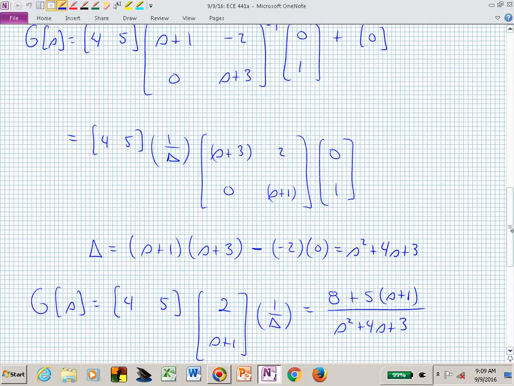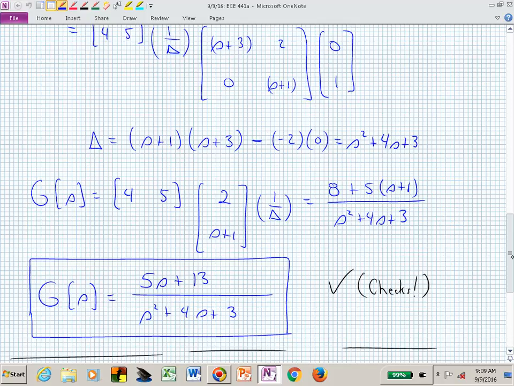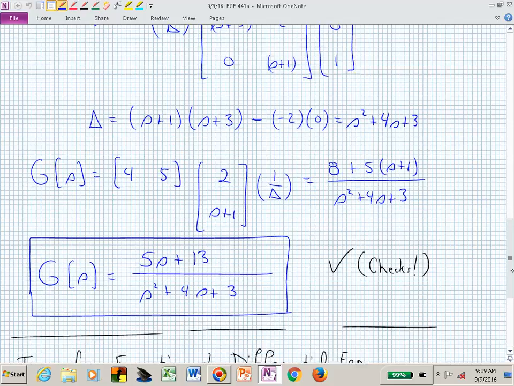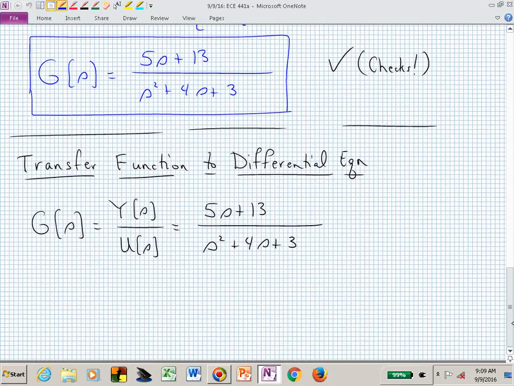Doing the multiplication of those two row and column vectors gives us then what we had last time, which is a numerator of 5s plus 13, and our denominator, once we've multiplied it out, as s squared plus 4s plus 3. And that should be consistent with what we derived from Mason's gain formula for this same system. That was really just a quick aside. I simply wanted to connect those up, and I didn't want to spend a lot of time.